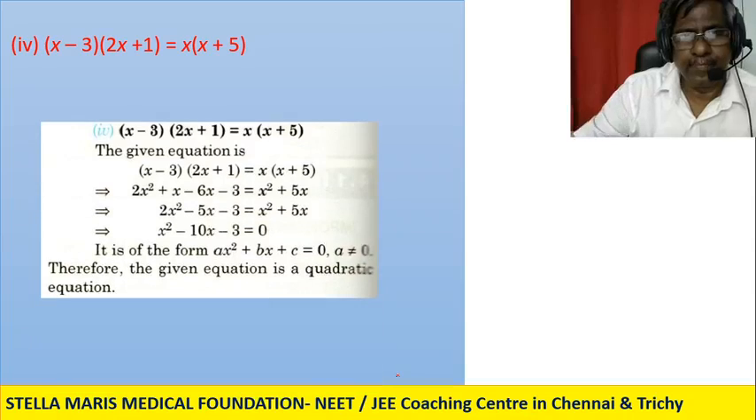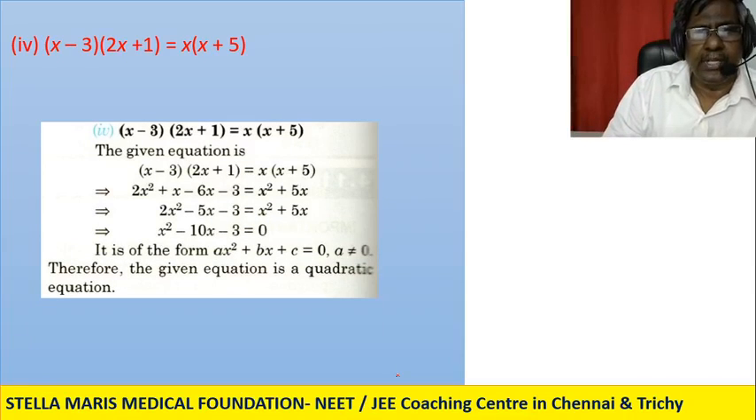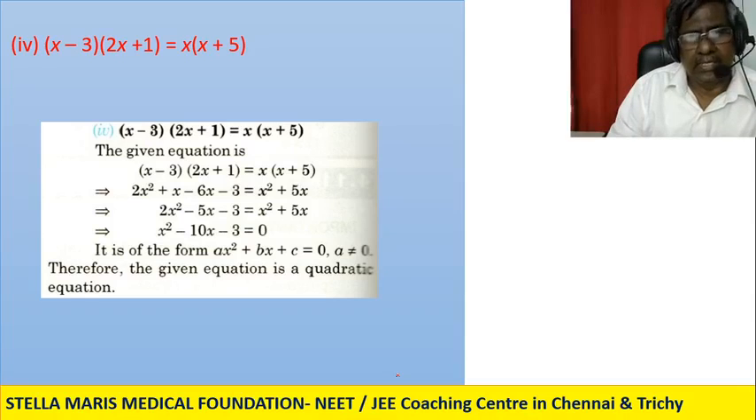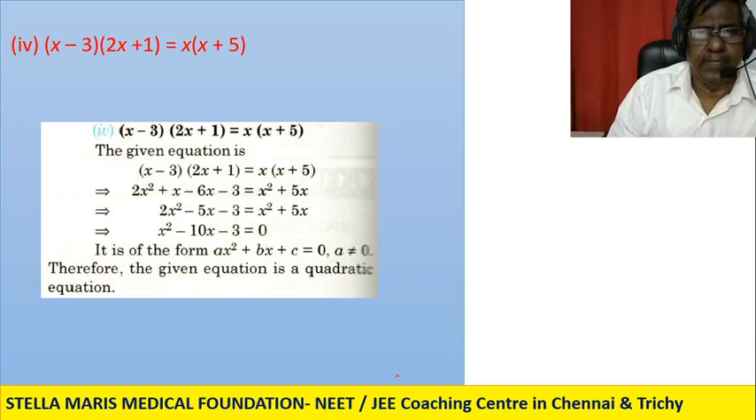Yes, let us see this. The given equation is x minus 3 into 2x plus 1. When you multiply the left hand side, x into 2x is 2x square, x into plus 1 is plus x, minus 3 into 2x is minus 6x, and minus 3 into plus 1 is minus 3. That is equal to the right hand side: x into x is x square, and x into 5 is 5x. So then arrange it. 2x square plus x minus 6x gives minus 5x. So 2x square minus 5x minus 3 is equal to x square plus 5x.